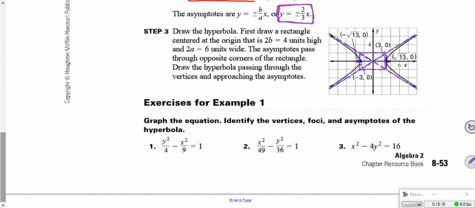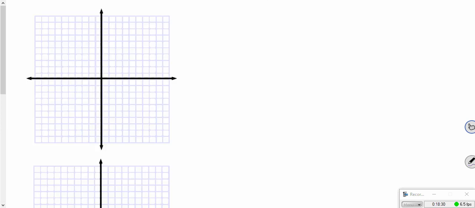Now, here's some more equations. Once again, like I did on the ellipse one, I am going to graph these on another page. I added some little graphs over there. So let's redo these next page. First problem, this was number 1.